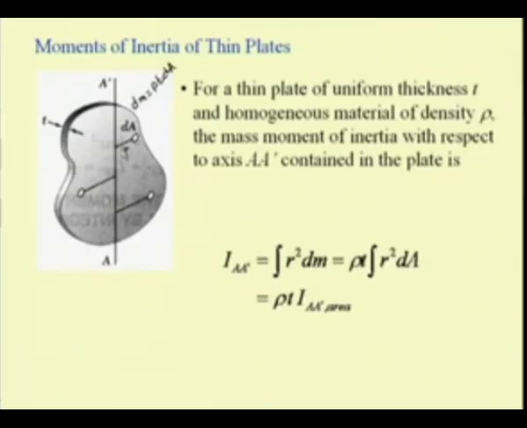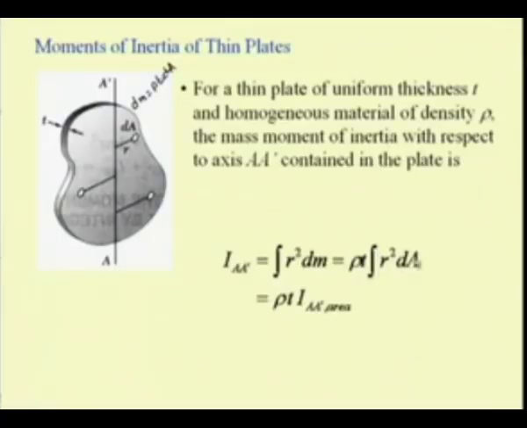So, if, let us say, r is the distance at which this is located, we have integral r square dm, and dm we know is rho times T times dA, and that is what we write here. Rho and T being constant, we take them out of the integration and we have rho T integral r square dA. And what is this quantity? Integral r square dA is nothing but the second moment of this area with respect to the axis A prime. So, we write it as rho times T times I A prime.